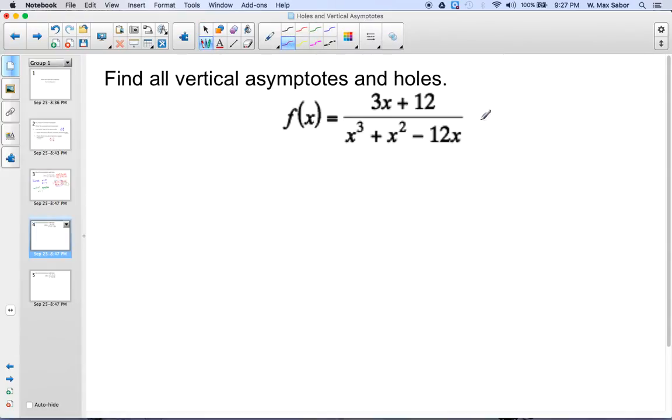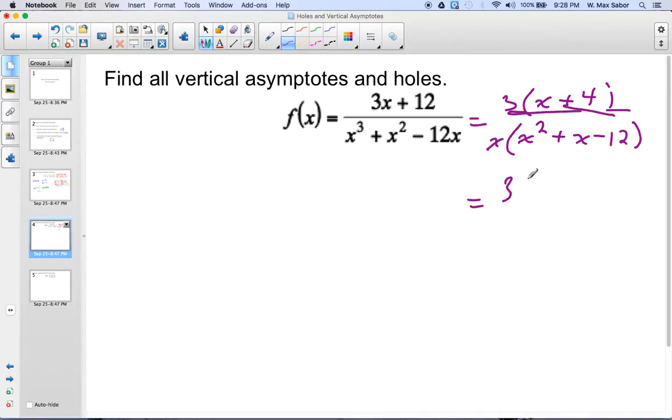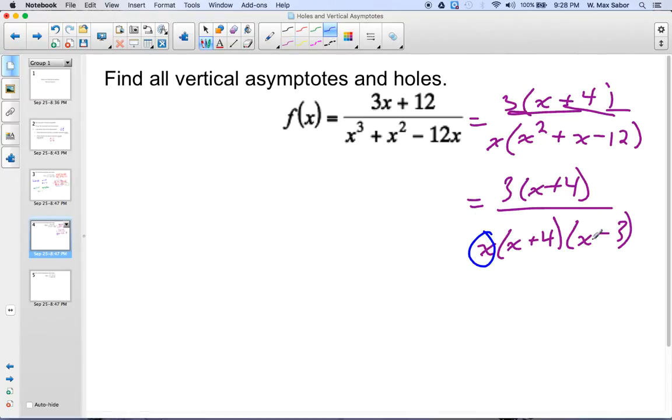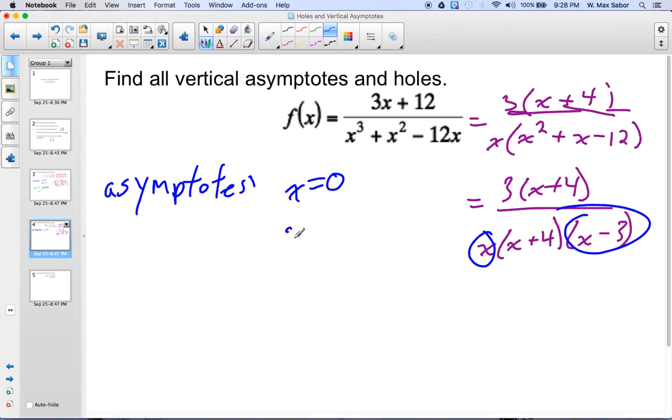Let's try this one. Factor them both. x plus 12 over, let's see, x times x squared plus x minus 12. I'm sorry, that's plus 4. 3 times x plus 4, x times x plus 4 times x minus 3. So we now have two factors that won't cancel. So the asymptotes, and you can write these in either order, it doesn't really matter, are x equals 0, x equals 3. And the holes, actually there's only going to be one hole, x plus 4, so x equals negative 4 is the only x coordinate that has a hole.